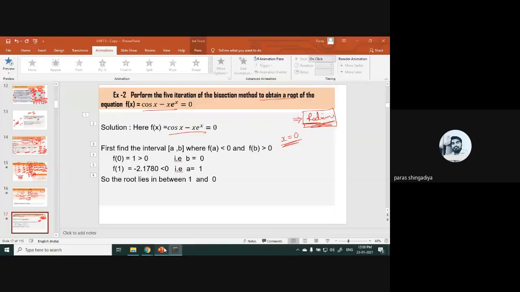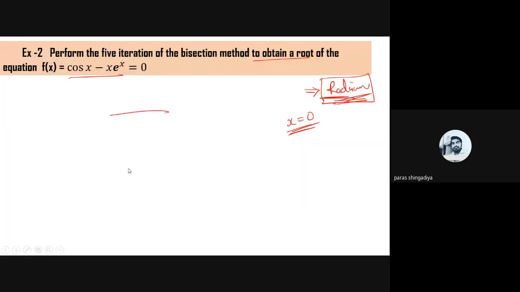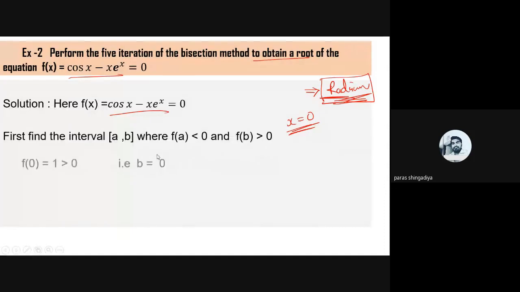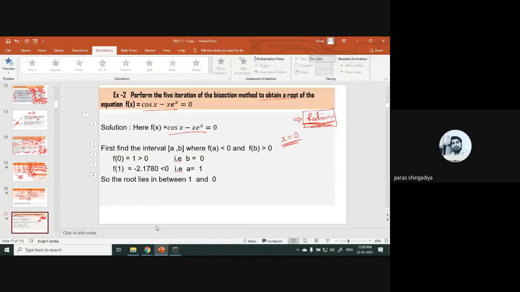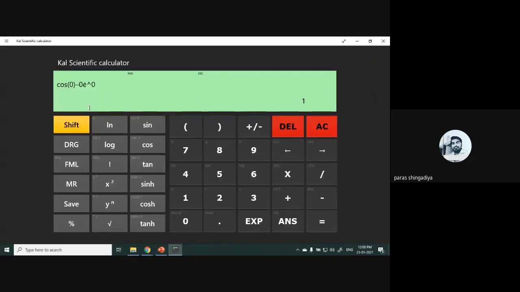So f of 0 is 1. This is positive, so we can consider this as the value of b, because f of b is positive here. So b is equal to 0. And now the next point, that is 1. So use x equal to 1 in this equation and check the output. That will be minus 2 point something. Let us check that. So here in place of 0 you have to put 1.